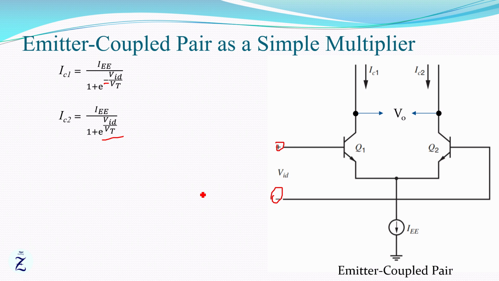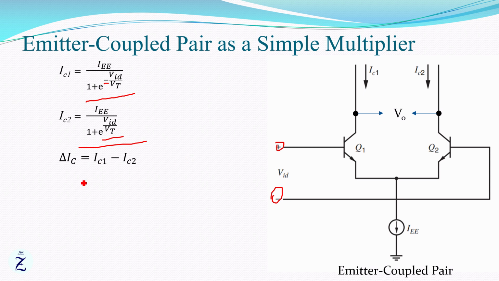Now let's calculate the change in collector current. The change in collector current delta IC is equal to IC1 minus IC2. We have IC1 is equal to IEE divided by 1 plus e raised to minus VID divided by VT, and IC2 is equal to IEE divided by 1 plus e raised to VID divided by VT.